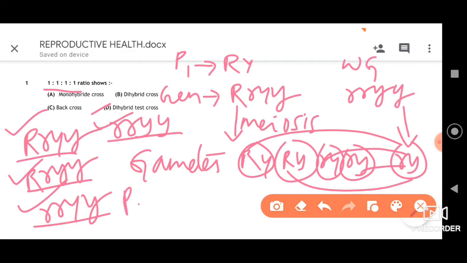So the phenotypic ratio we are going to get is 1:1:1:1. So what is dihybrid test cross? A cross between the F1 hybrid with a double recessive parent generation. When we consider this, we obtain the ratio 1:1:1:1. So go for option 4, that is the right answer.